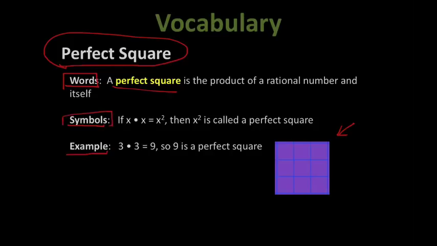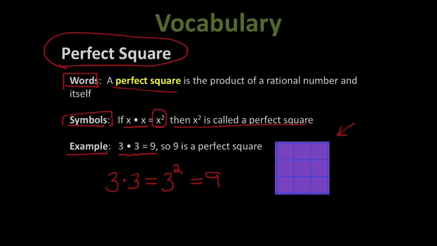If we look at symbols, the way this reads is if x times x equals x squared, then x squared is a perfect square. Doesn't make a ton of sense until you look at it with actual numbers. 3 times 3 is 9, so 9 is a perfect square. If I wrote this example the way the symbols was written, I could say 3 times 3 equals 3 squared, and we already know that 3 squared equals 9. So I just left this x squared part out because we know that 3 times 3 is 9.